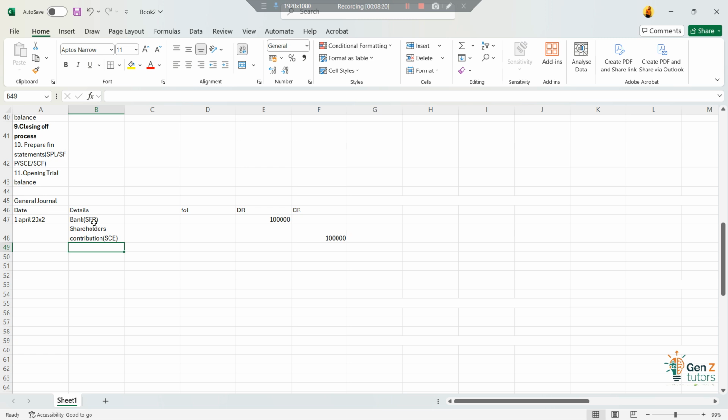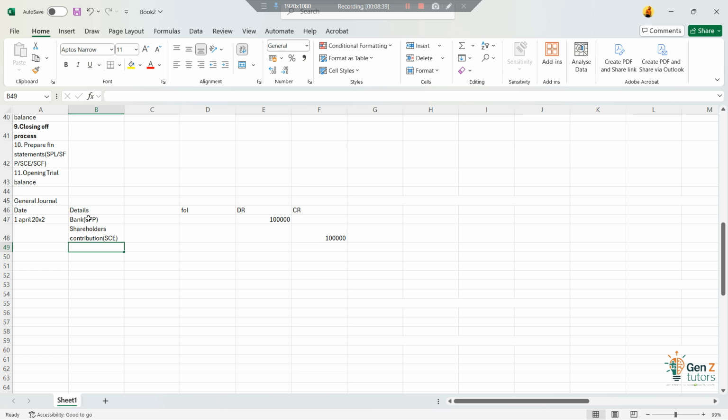And then what else do we also have? We had shareholders contributions, which are an owner's equity and have a credit balance. So now we have shareholders contribution, which start where? On the statement of changes in equity.